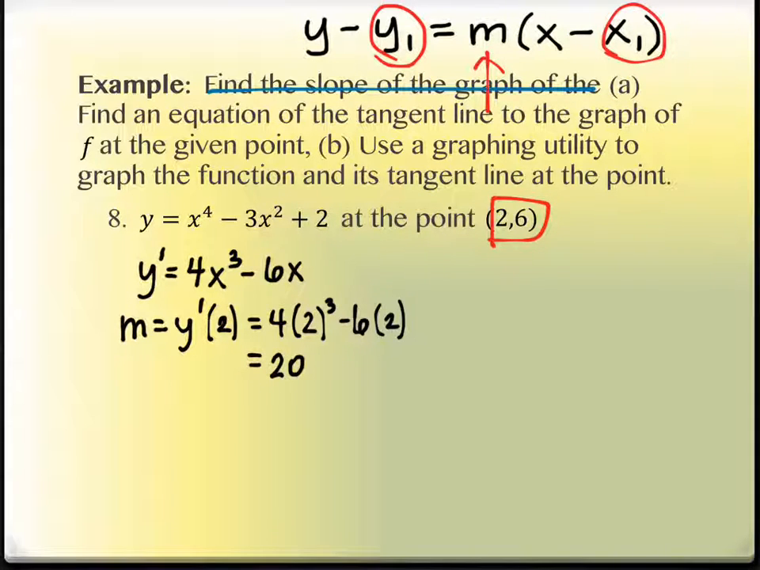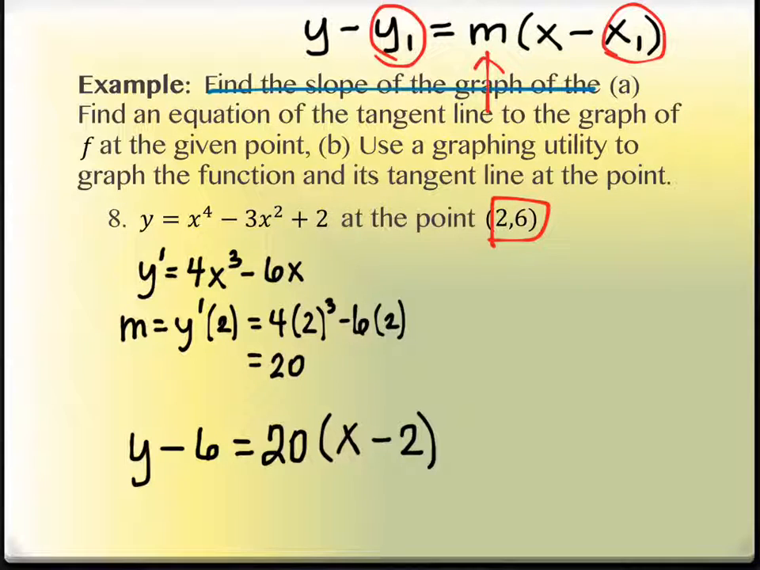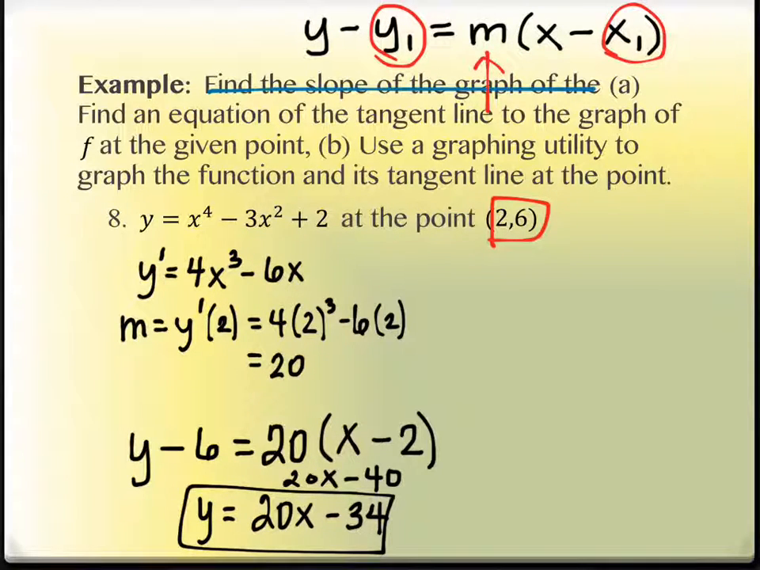So coming back to the equation that we talked about up here, this is y minus the y1 value they give me, which is 6, equals m, which I just found, which is 20, times x minus x1, which they gave me, which is 2. And then we're going to simplify this to the y equals mx plus b form, the kind that you would use to put in your calculator, because on this one, we actually need to put it in our calculator anyway. So as I simplify this, I'll distribute my 20. I have 20x minus 40. And then if I add the 6 to the other side, I get 34. So this is my tangent line.